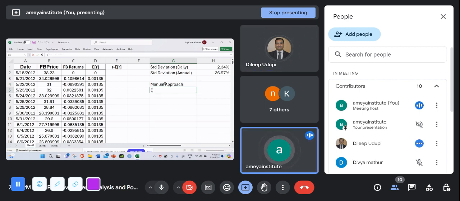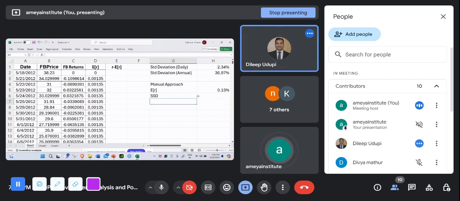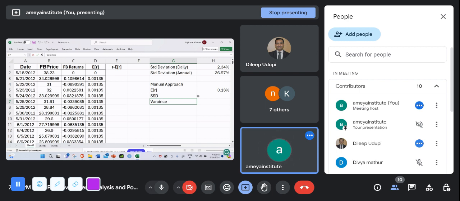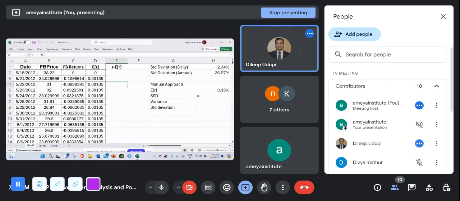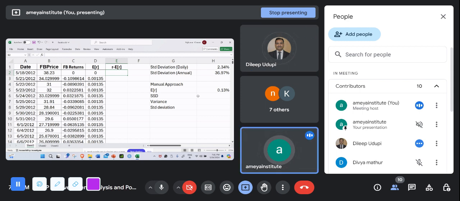So my ER, expected return of a stock, is 0.13, and then we'll take SSD, sum of square deviation, then we'll take variance. Please write this down. You can type this, then we'll calculate the standard deviation. Okay, now let's calculate this.